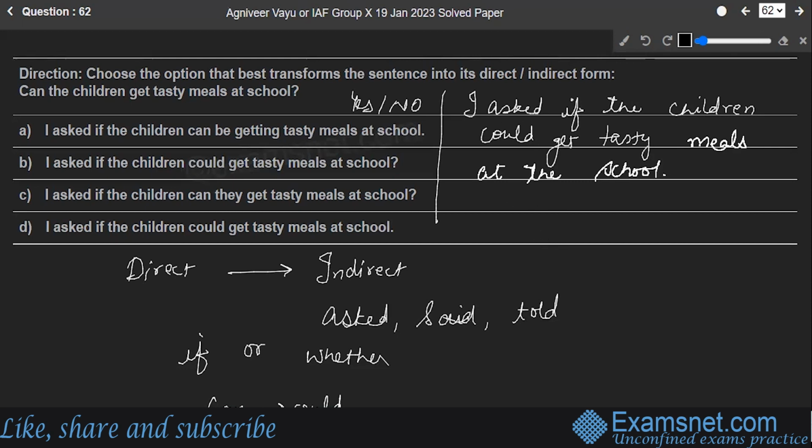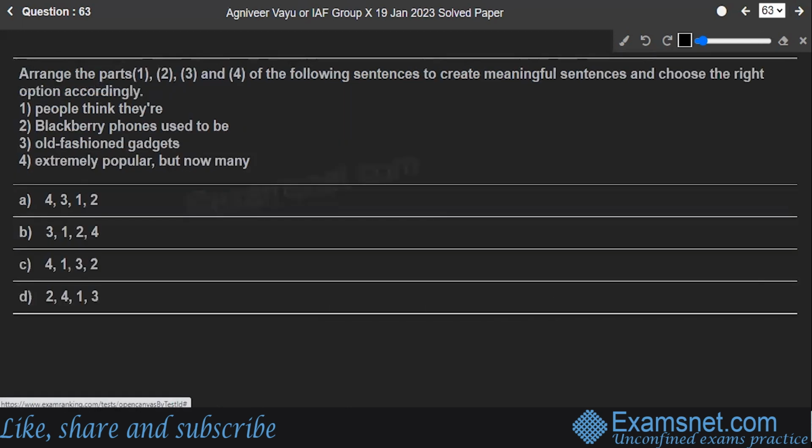All right. So it matches with option D. Option D is the correct answer. Hope you understood. Next is 63rd question.